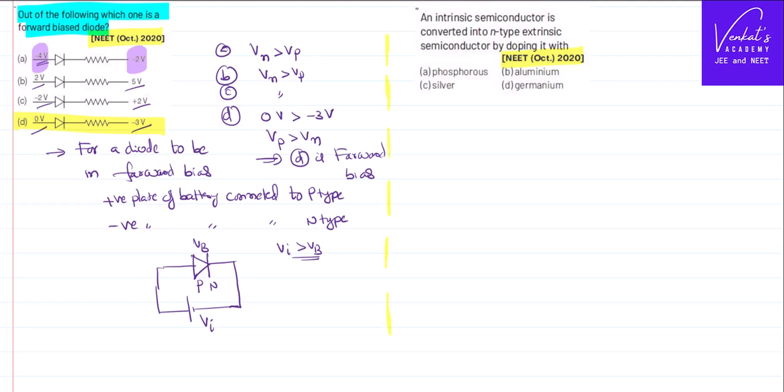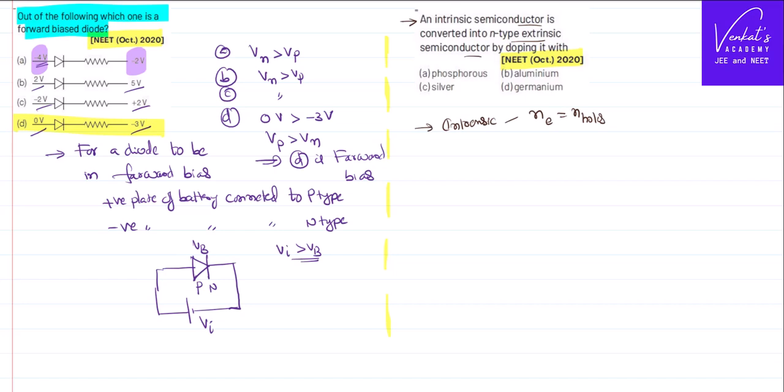Let's have a look at the next question. An intrinsic semiconducting material is converted into n-type extrinsic by doping what? So first of all, we shall know what we mean by intrinsic. A semiconducting material is said to be intrinsic when it has a number of electrons equal to the number of holes. So that's a pure semiconducting material where the net current passing is equal to 0.